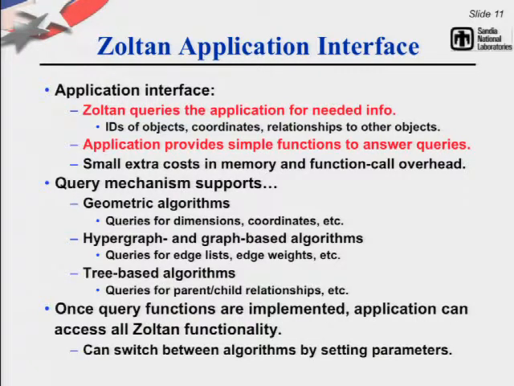OK, so how does it work? Well, we use what we call query functions, which are similar to callback functions, which means that the application needs to provide specific information to Zoltan, and the application will need to write a small number of functions to provide this information. For example, the identifiers for your objects, your coordinates, or relationships, which could be like a graph model. You need to know which elements are connected to which other elements. That's what I mean by connectivity and other kinds of relationships of that type.